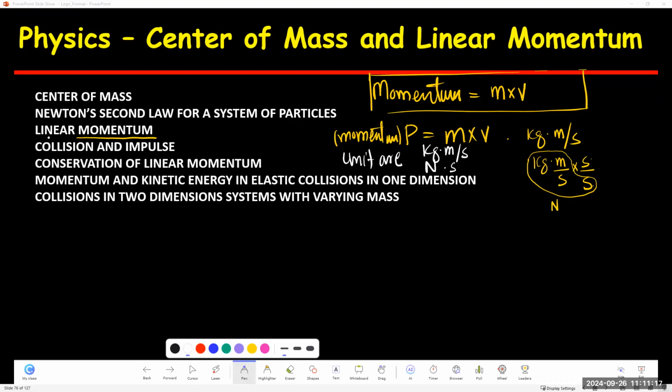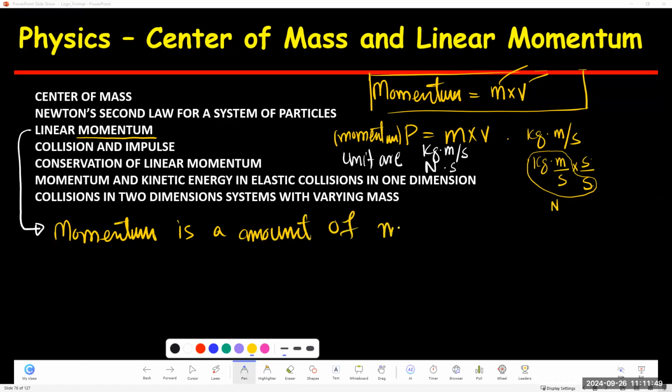Let's talk about momentum and what is the definition of momentum. Right? So what is the momentum? Remember, momentum is not a single quantity, it's a product of two quantities, which is mass and velocity. So really my definition is, momentum is a quantity which is stored in a body in the form of motion. Momentum is the amount of motion stored in a body.